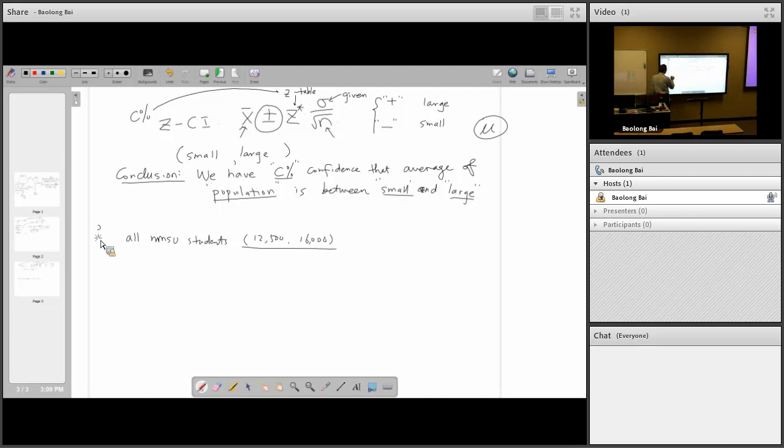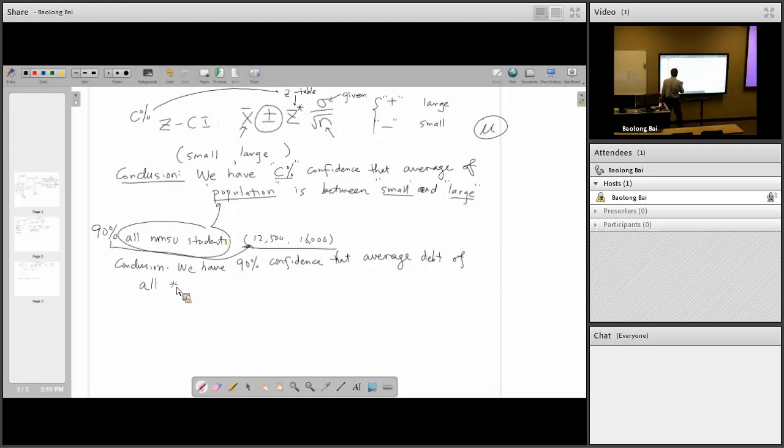So for example, if we did a 90% confidence interval, and we find out the confidence interval is like that, our conclusion will be: we have C%, 90% confidence that the average debt of the population, which is all NMSU students, your population, right? So I'm going to write all NMSU students, and then copy the rest as between the two numbers you calculated. If there's a unit, write the unit down as well. So $12,500 and $16,000. Okay. So that will complete your confidence interval.